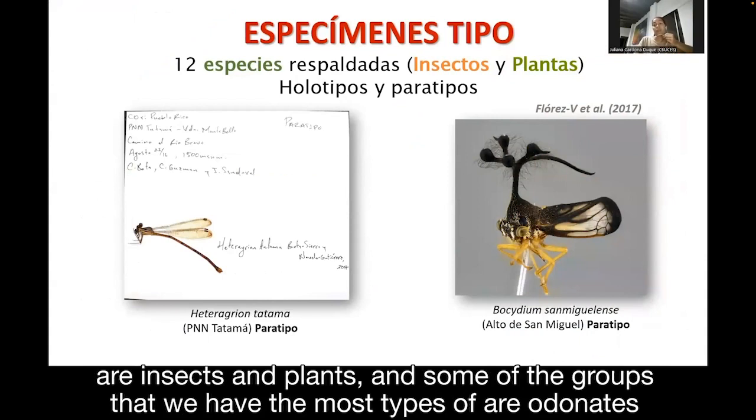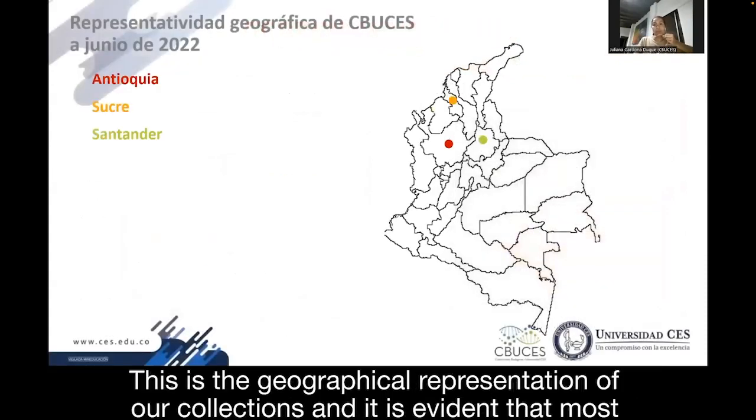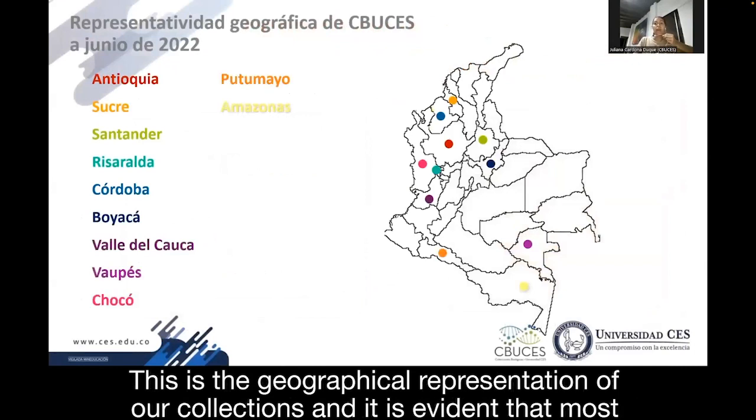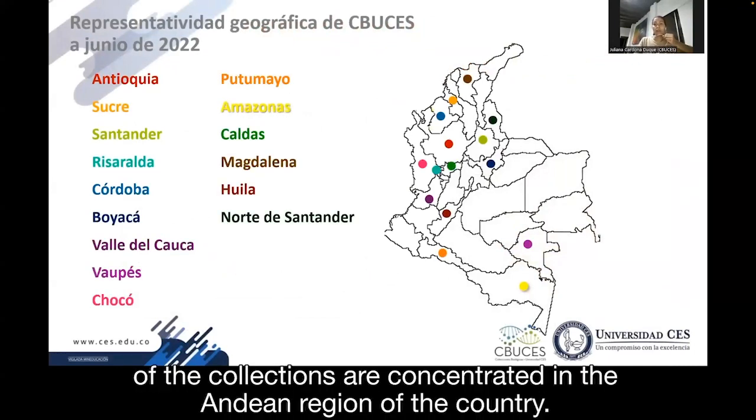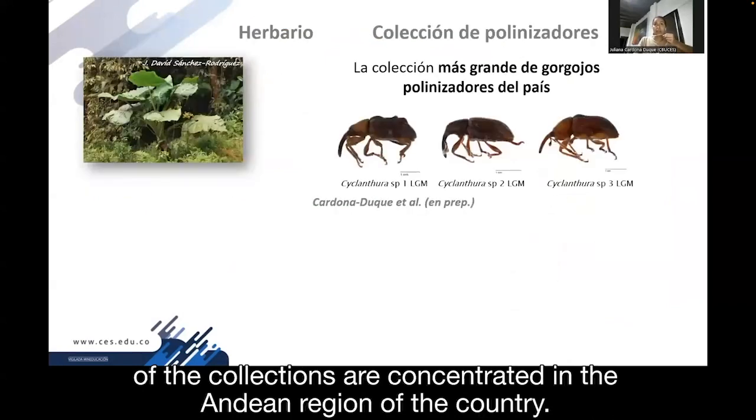Esas 12 especies son insectos y plantas y algunos de los grupos de los que más tipos tenemos son odonatos y membráceos. Esta es la representatividad geográfica de nuestras colecciones y es evidente que la mayoría de las colecciones están concentradas en la región andina del país.